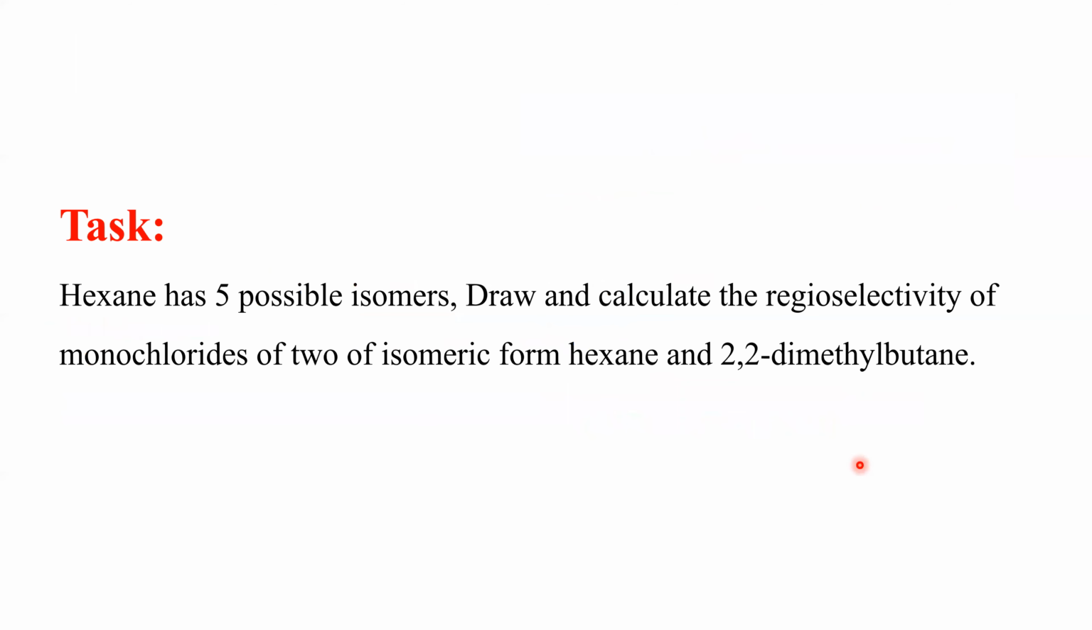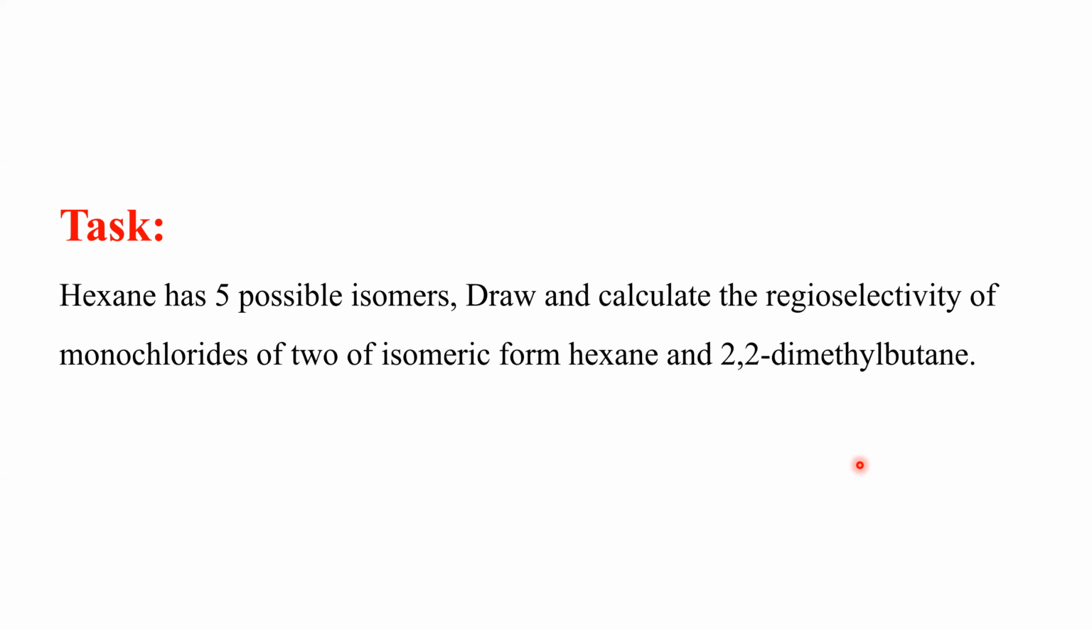At last, there is a task for you, and I hope you will get interested in that task. The task is: hexane has 5 possible isomers. I am referring to the constitutional isomers, which just have changes in the branching and their connectivity, right? So these are the alkanes, and they are the 5 possible isomers of hexane.